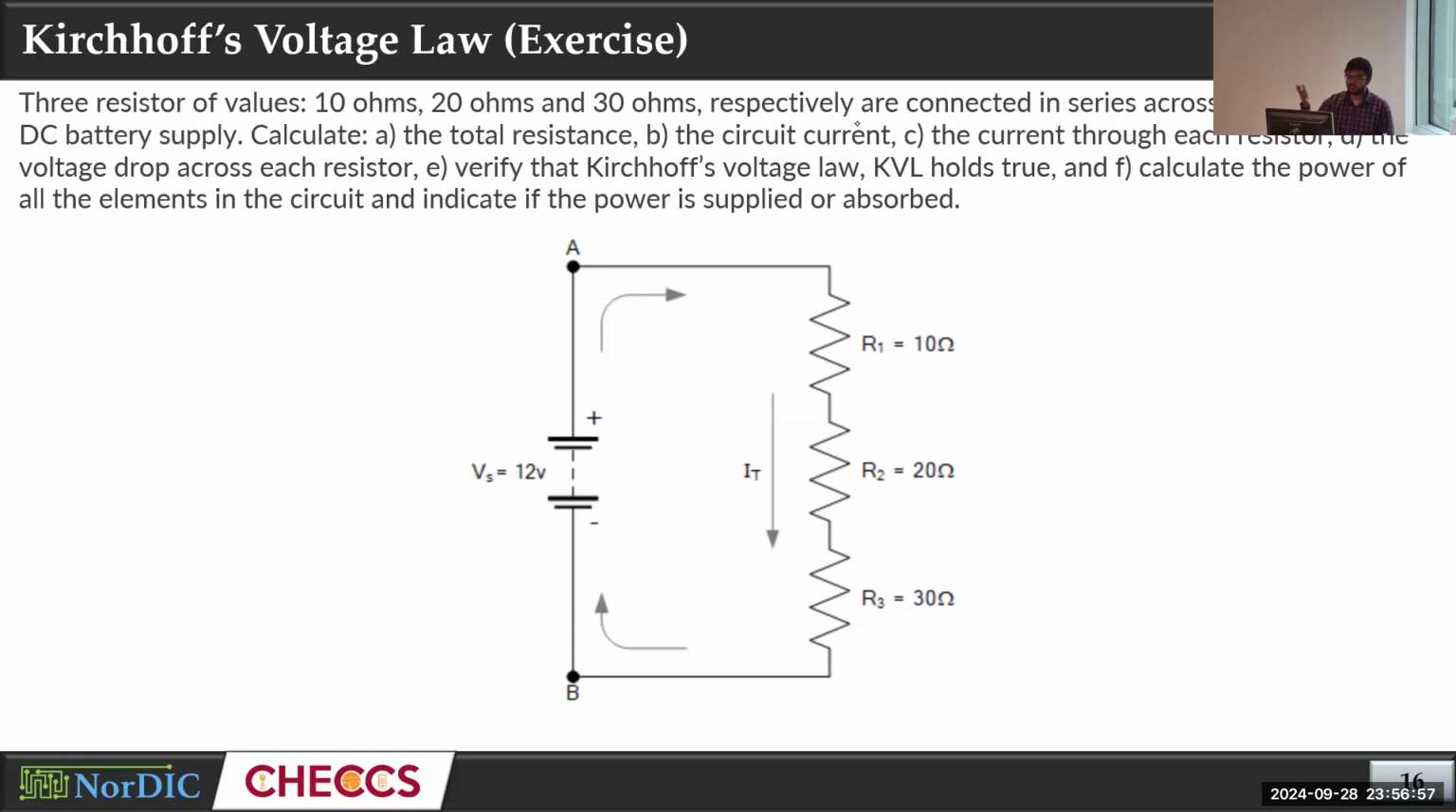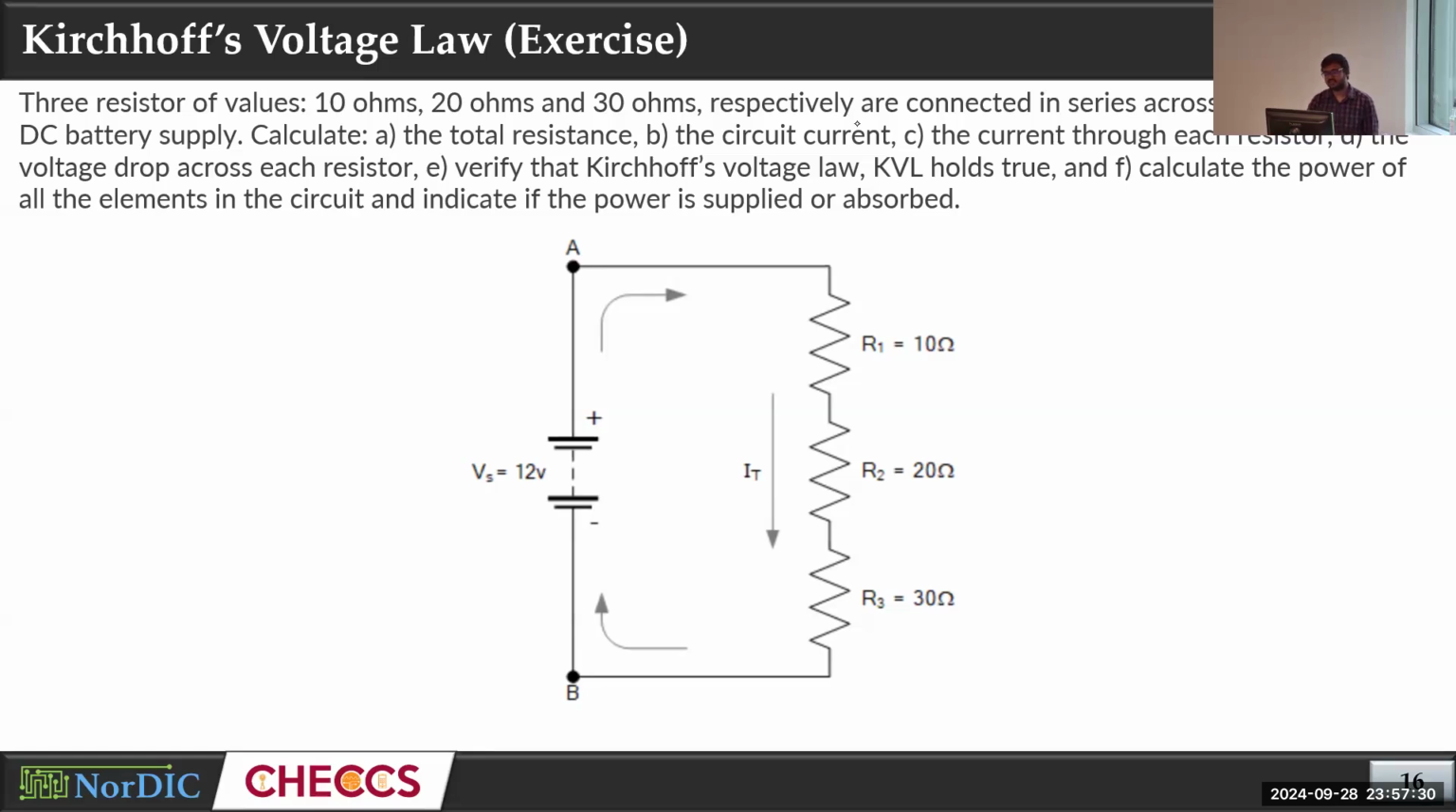I think we can actually solve this without pen and paper, right? These three resistors are connected in series. So what will be the total resistance? That's the sum of these three resistors, 60 ohms. Then the circuit current. What will be the total current that flows through this circuit? 12 by 60, because I equals V by R. Total resistance is 60, so 12 by 60 should be 0.2 amperes.